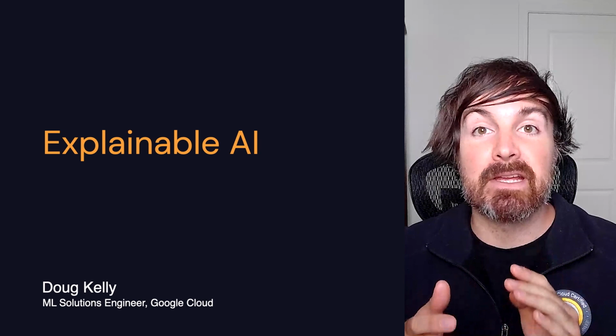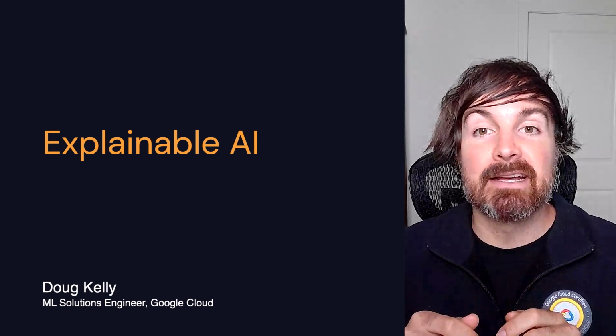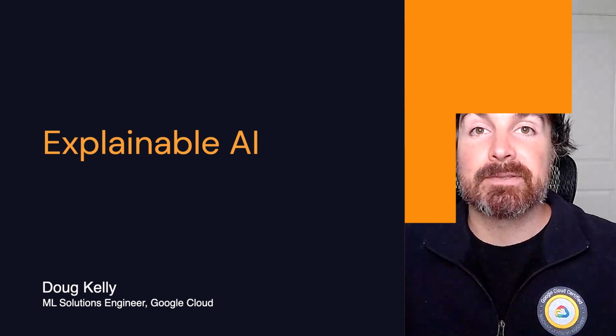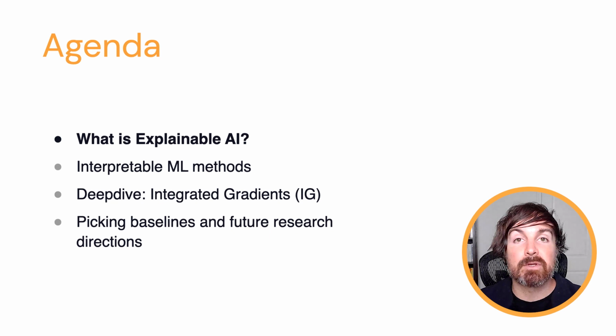In this lecture, we will be discussing explainable AI, the degree to which humans can understand and trust a ML model's predictions. Our discussion will start with an overview of explainable AI and the relationship between interpretability and explainability. These terms are often used interchangeably, so I will tease apart their distinction.